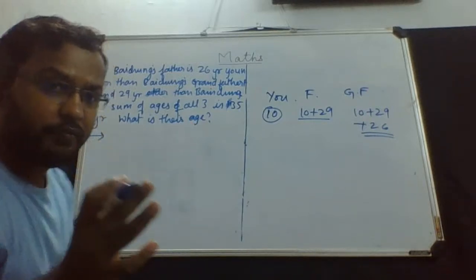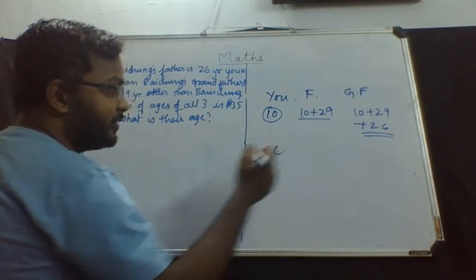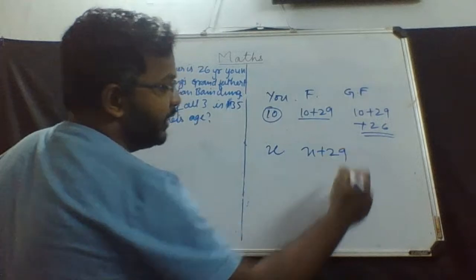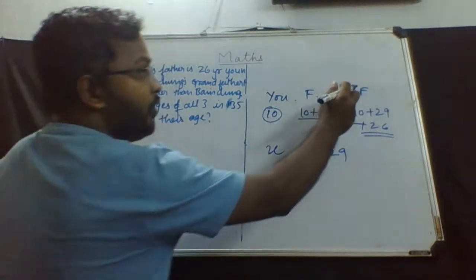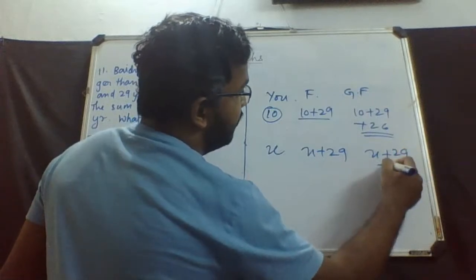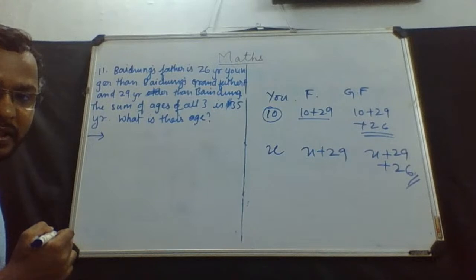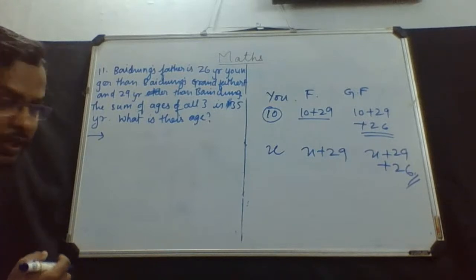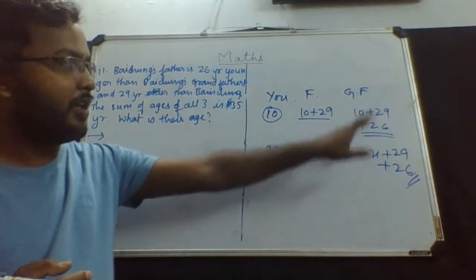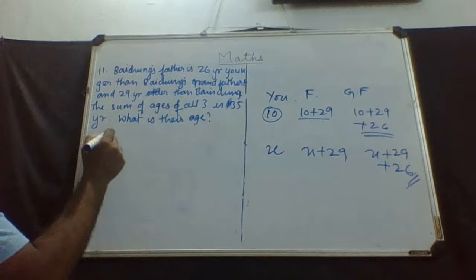Since we don't know your age, we'll take that as x. Then your father's age will be x plus 29. And your grandfather's age will be x plus 29 plus 26. This is your age, this is your father's age, and this is your grandfather's age. So you can write it here.